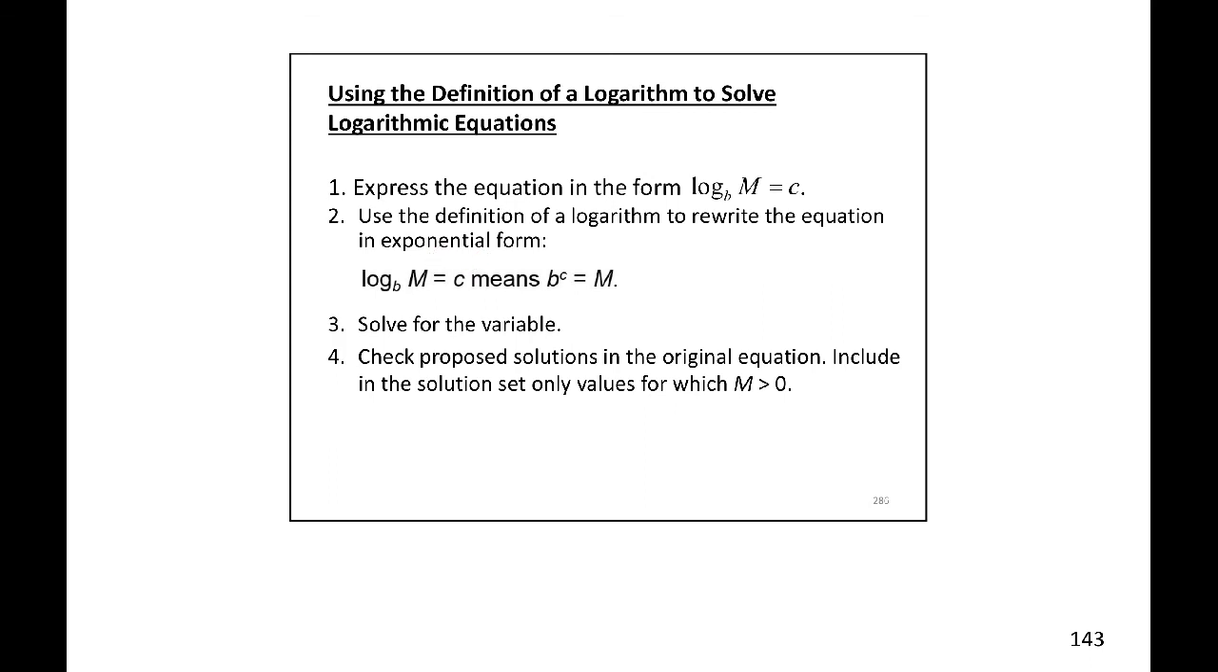Third, we'll solve for our variable. And then fourth, and this is important, we will check any proposed solutions in the original equation. Include in the solution set only values for which m, that would be this argument of our log, is greater than 0.